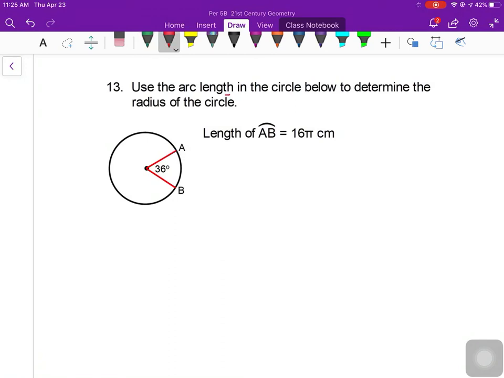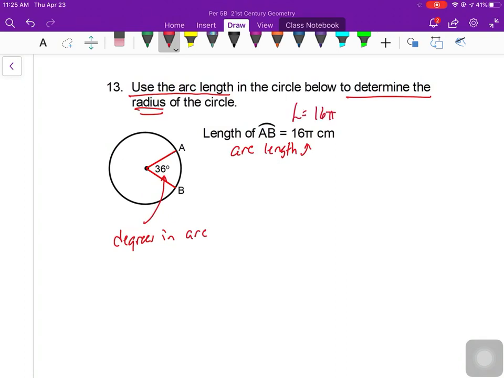Number 13. Now, number 13 says, use the arc length to determine the radius. So they've given us the arc length. They've given us the degrees in the arc. So L is equal to 16 pi. That means I can set it up 16 pi equals 36 degrees out of 360 degrees times 2 pi r. We're using the arc length formula.